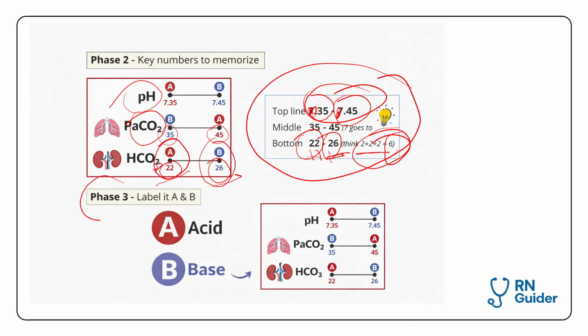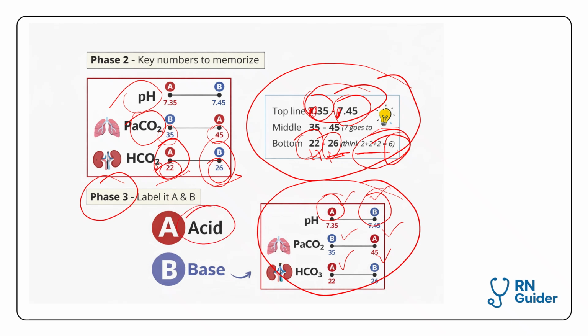Now we will go to phase 3. Now we will label our chart. Here we can see A, B, B, A, B. So what is A and what is B? We have to know, right? A is for acid, that means acidosis. B is for base, that means alkalosis.